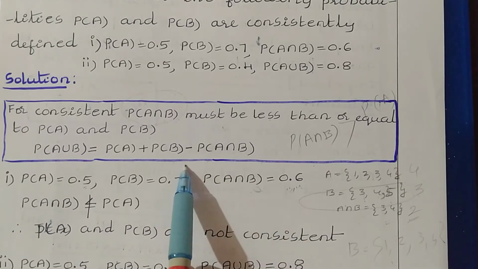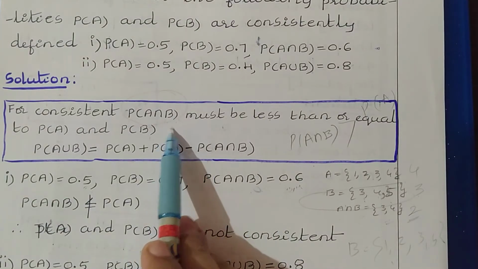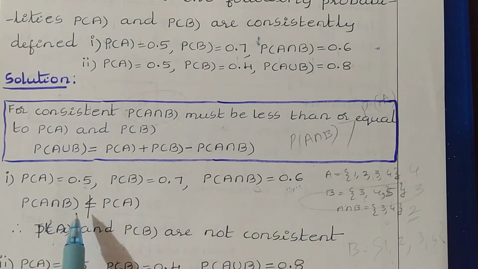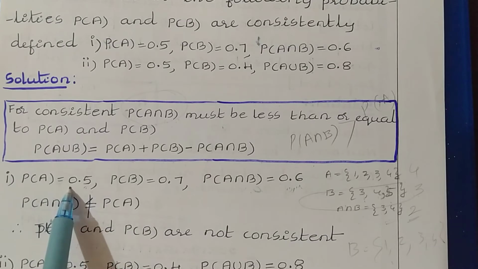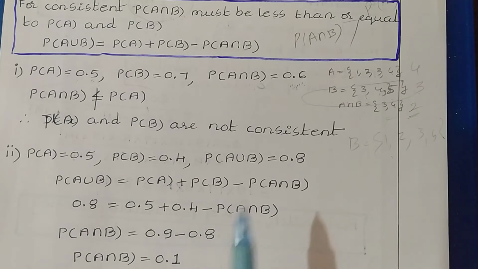Whenever we consider this formula and to define the consistency, we should always have the probability of A intersection B less than or equal to probability of A and B. So in this case you can see probability of A intersection B is greater than this one, which is not correct, which is invalid. So that's why we can say here probability of A and probability of B are not consistent, or these values are violating this rule. Probability of A intersection B is not less than or equal to probability of A. That's why we can say probability of A and B are not consistent.